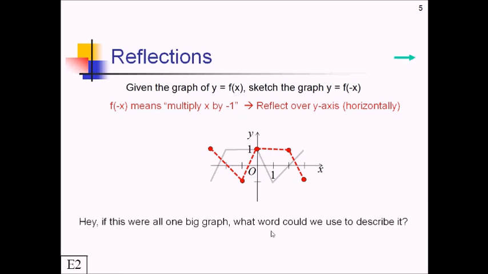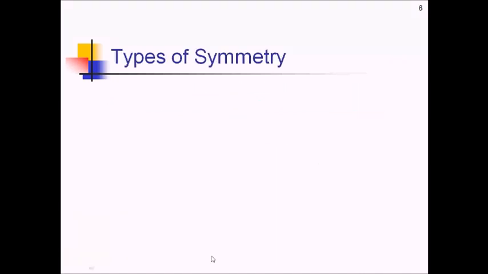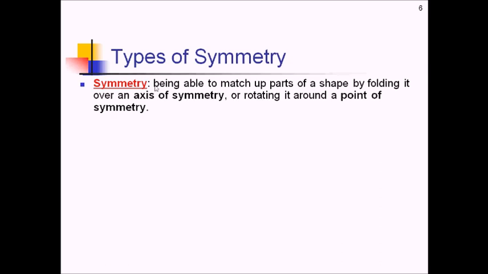Now, just looking at this as one big graph, with the old graph and the new graph both in there at the same time, take a sec and reflect what kind of feature this whole graph would have. You think you have it? That feature, closely tied in with reflections, is symmetry. Symmetry is when you're able to match up parts of a shape by folding it over an axis of symmetry or by rotating it around a point of symmetry.